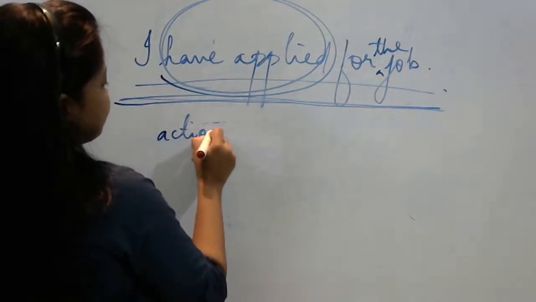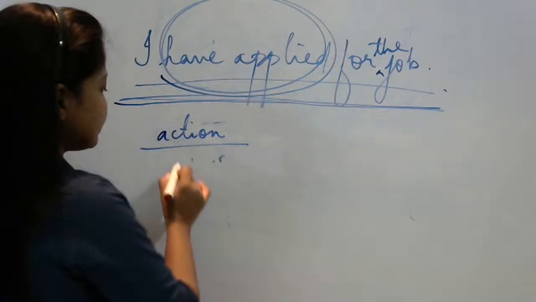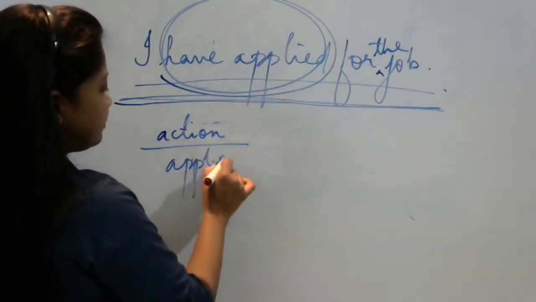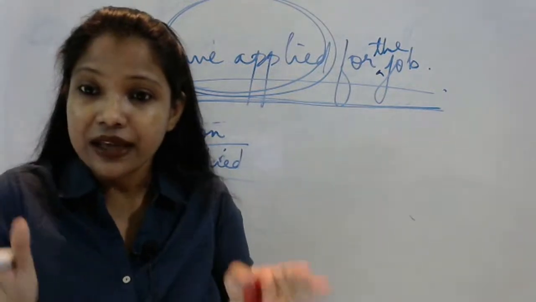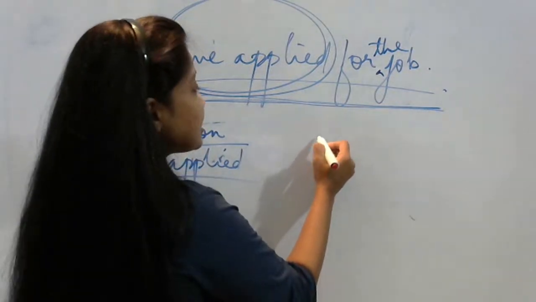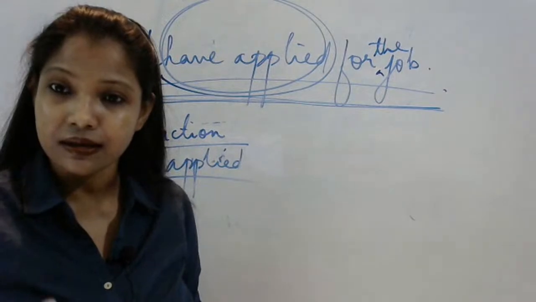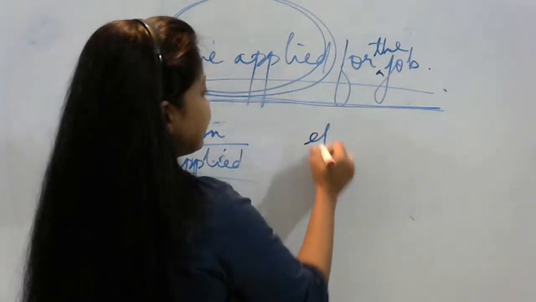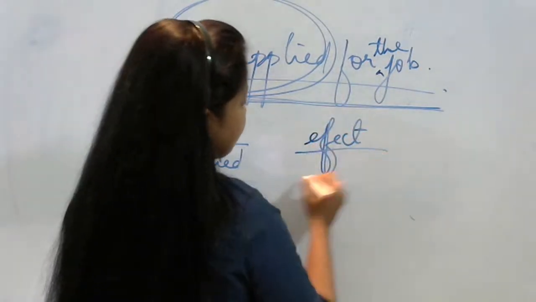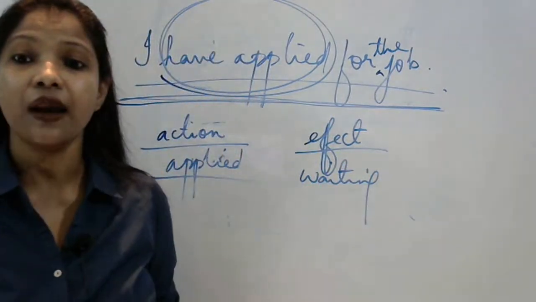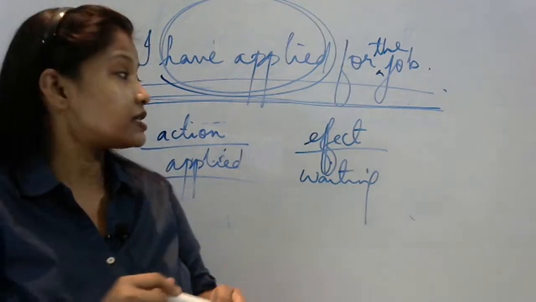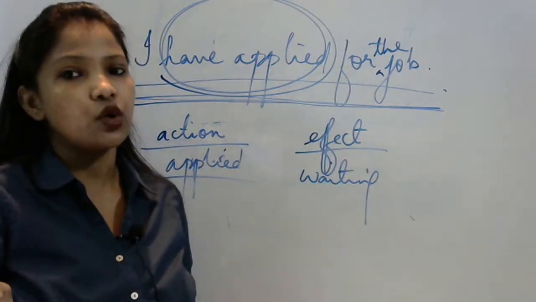The action is applied. मैंने apply किया है, and the effect is I am still waiting for the result. Listen to me. And the effect is I am still waiting. Here the effect is "have" is not the effect, Somendra.